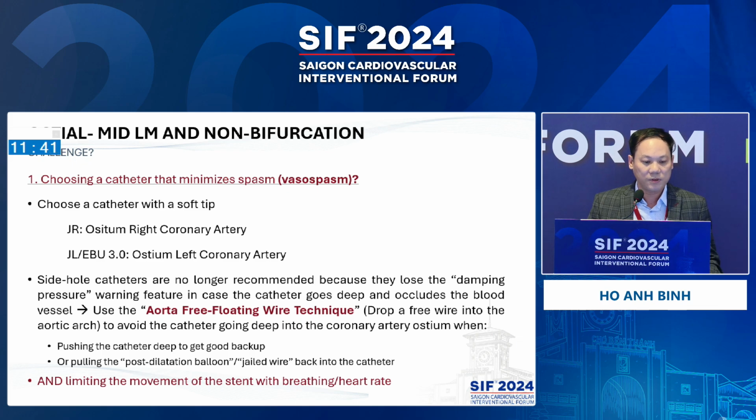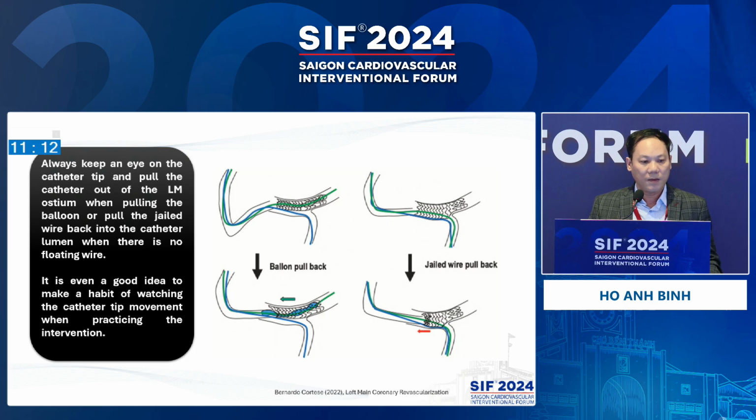Further on, you have to choose a catheter that minimizes spasm, and the side-hole catheter is no longer recommended because it loses the damping pressure. We can use the outer free-floating wire technique to prevent it, especially when we push the catheter deep into the left main to get good backup, or when we pull the post-dilatation balloon or wire back into the catheter. We should also keep an eye on the catheter tip and pull the catheter out of the left-main ostium when pulling the balloon or wire back into the catheter lumen when there is no floating wire.